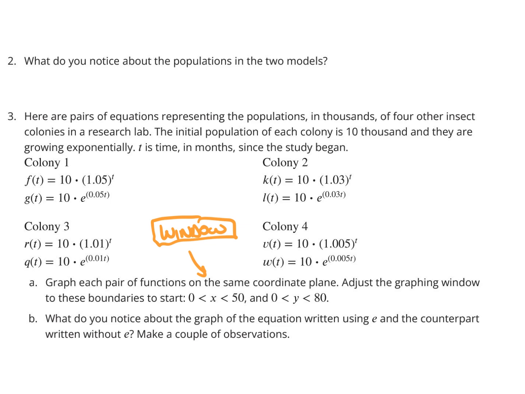So when we turn it on, we hit window. X min is the minimum, so 0, then 50. Leave X scale alone. And change Y min and Y max to 0 and 80. And then graph all 4 of them, and then you'll see. And we're going to do this in class. And you'll see the E ones grow slightly faster.